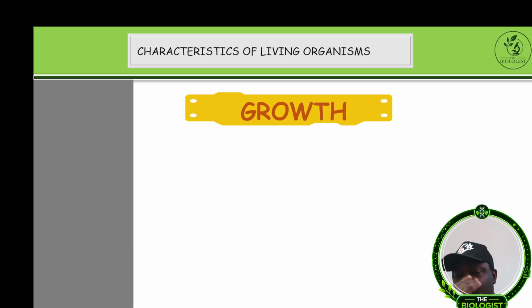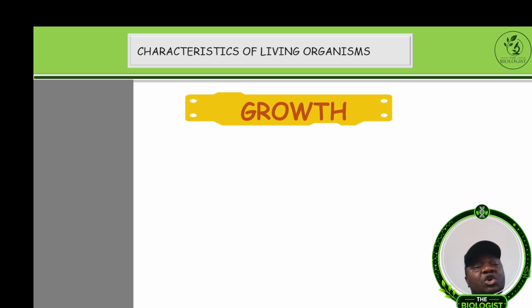All right, so the next one is growth. All organisms were at the juvenile stage in the first place, then get to a point where we start developing into maturity. Growth is the irreversible increase in size. So once you increase in size, it becomes irreversible. For example, once you start growing from a baby and you get into an adult stage, you cannot go back to being a baby anymore.